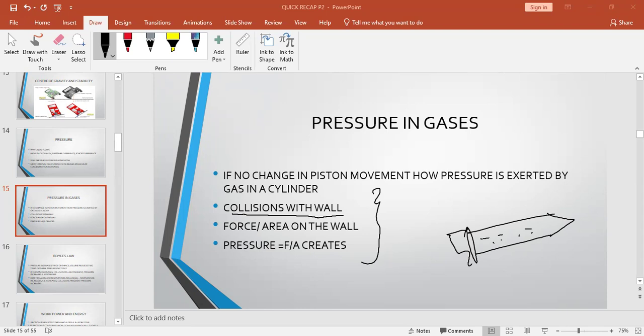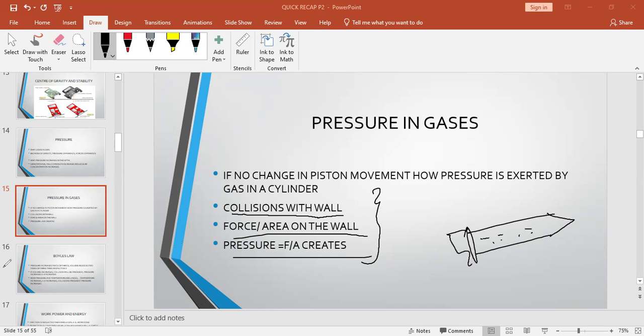Okay, what I was saying, that if it is asked how the pressure is created inside the syringe, this is the reason. The gas particles are continuously colliding with the walls, which creates force per unit area, and that's how the pressure is created. Okay.